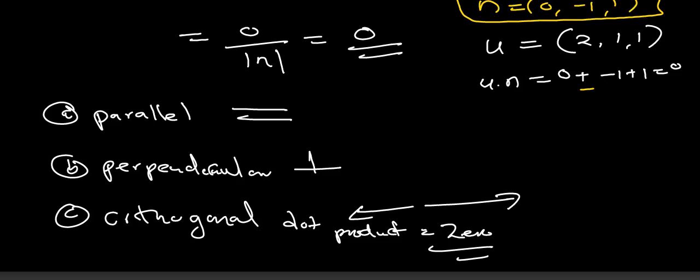Apart from these simple properties of vectors, we want to talk about lines in space, because these vectors are going to create lines.